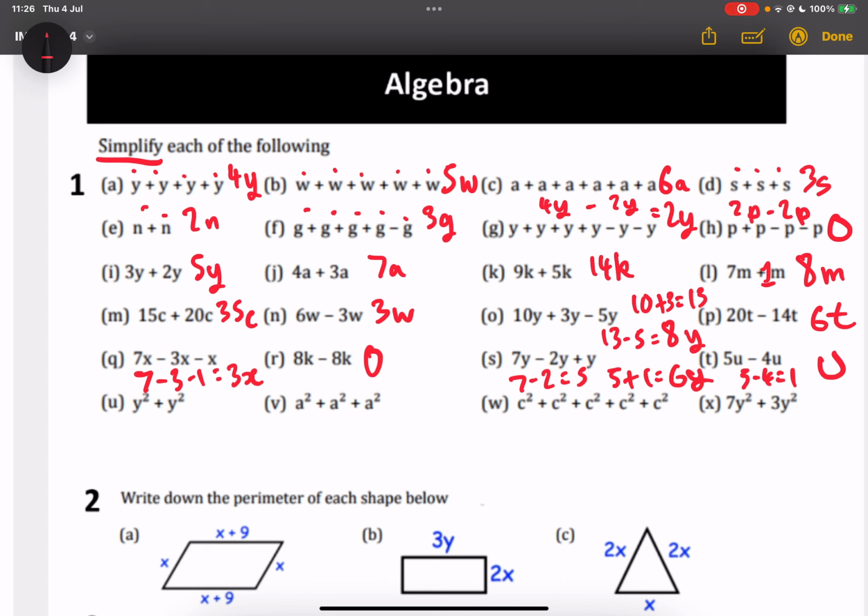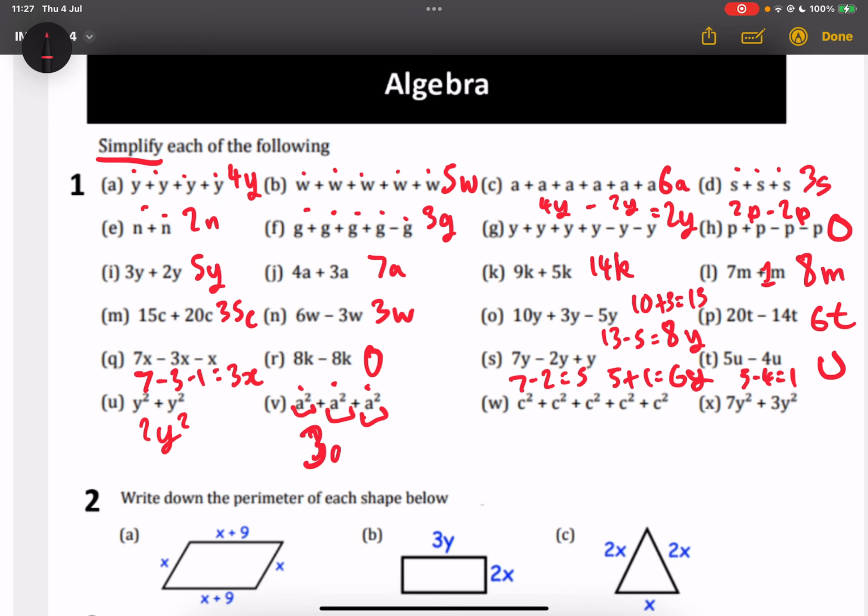You don't need to write 1u. So then for U, we have y squared plus y squared. Well, y squared plus y squared is just 2y squareds. So you just write 2y squared. And then it's a squared plus a squared plus a squared. So now you've got to remember that when there's a squared, these are all the same value. So it's just like adding 1 plus 1 plus 1. So it's 1 of it plus 1 of it plus 1 of it makes 3 of it.